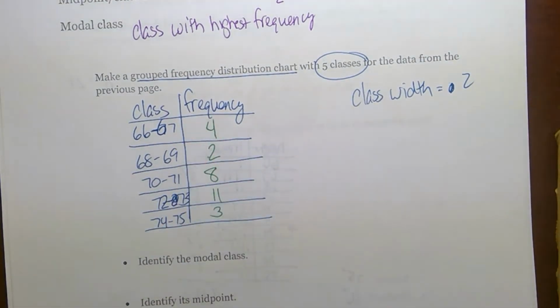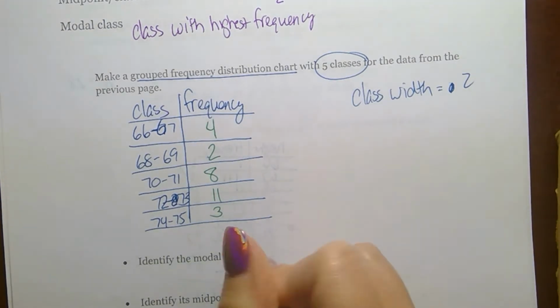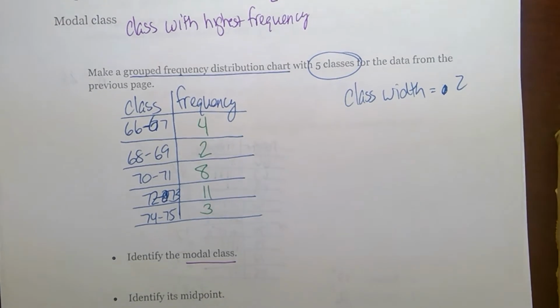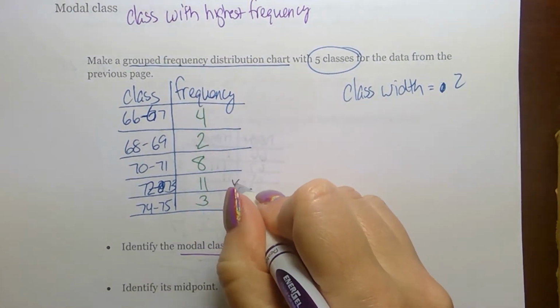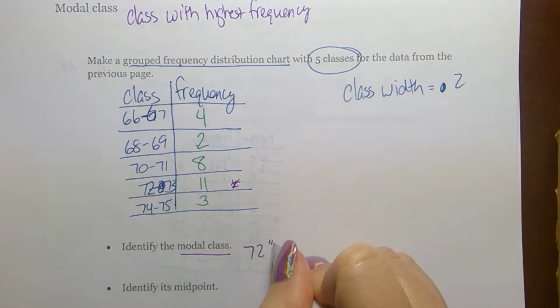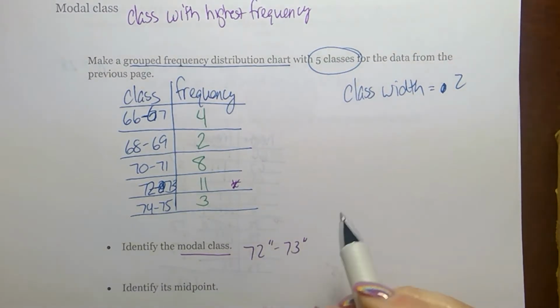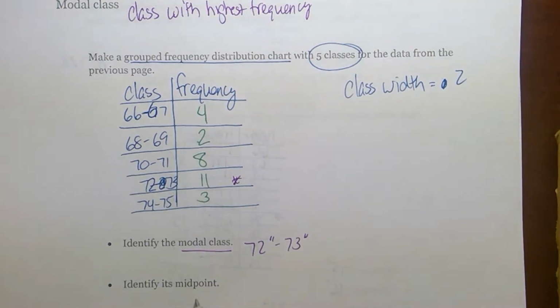Okay, so now let's answer some questions about these. The modal class, remember the modal class is the one with the highest frequency, the one that represents the most students in this case. Well, my modal class is going to be 72 to 73 inches because it has the highest frequency. Identify its midpoint. Well, the class is only 2 inches wide, so the midpoint is going to be halfway in between. Halfway between 72 and 73 is 72 and a half.